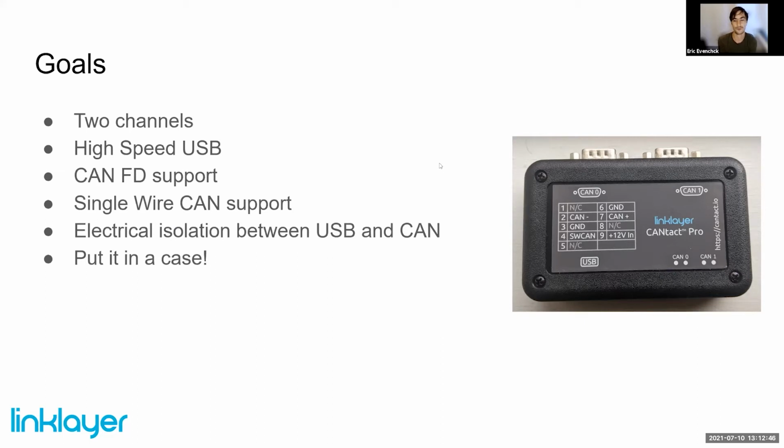The goals for it were to make a 2-channel device, because you will often find cases where you want to have 2 separate channels with high-speed USB as opposed to full speed, so that we could do faster data throughput. And the reason for that is I wanted support for CANFD, which is the flexible data CAN. This allows you to have frames that are up to 64 bytes instead of 8. So yay, 4 times the payload.